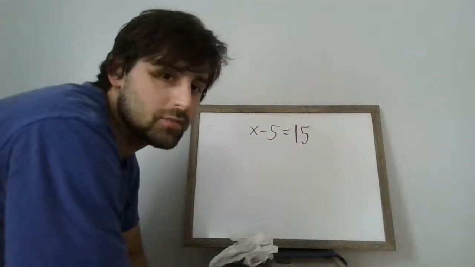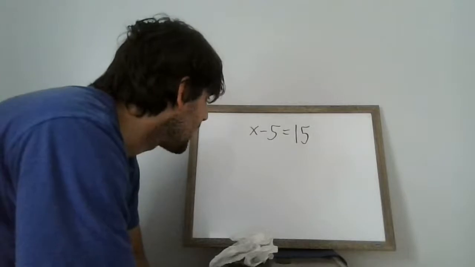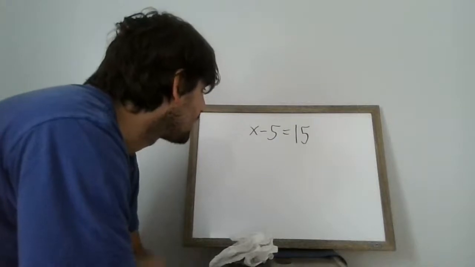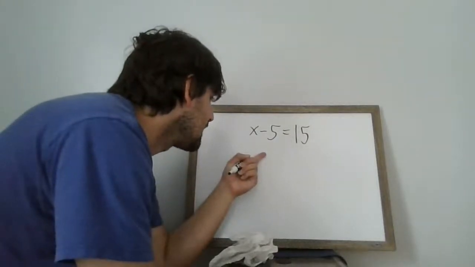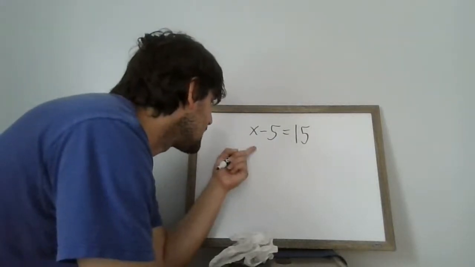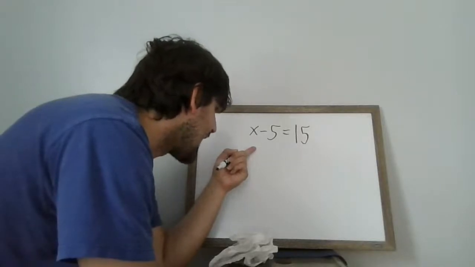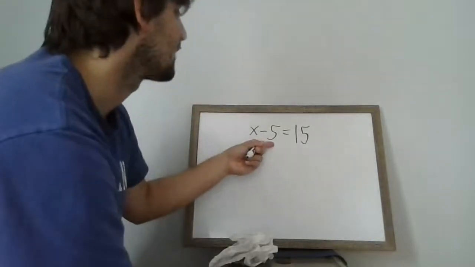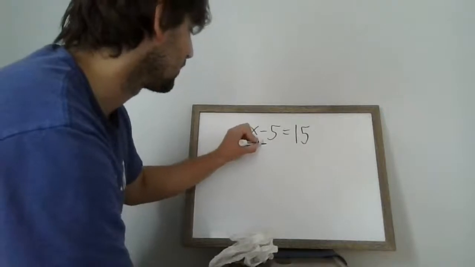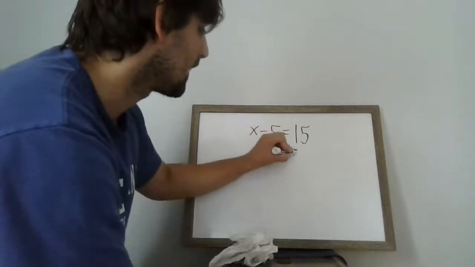So now this is a subtraction problem. X minus 5 equals 15. So to find the value of x, we have to get the 5 on the other side of the equal sign. And since 5 is being subtracted in this problem, that means that we have to add 5. So to get the 5 on the other side of the equal sign, we have to add it. So we're going to go plus 5, plus 5.